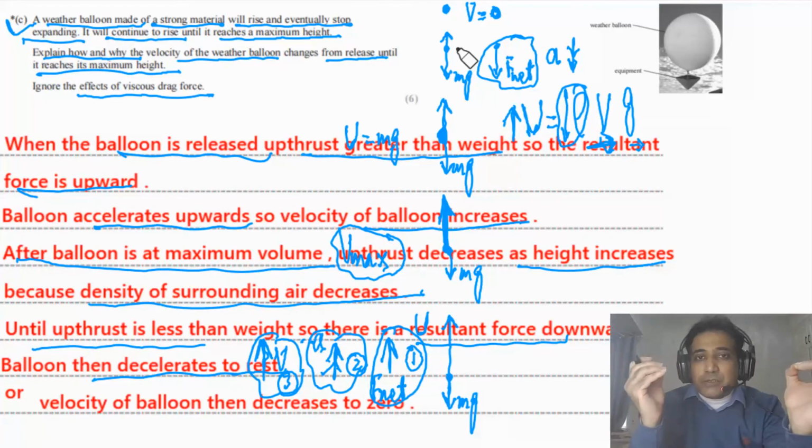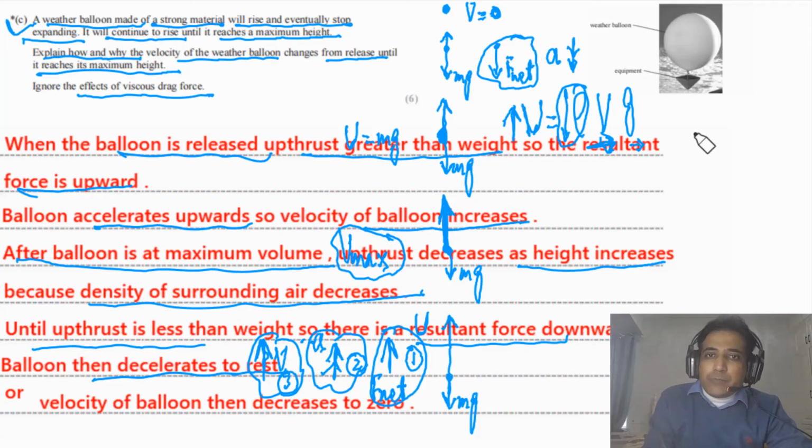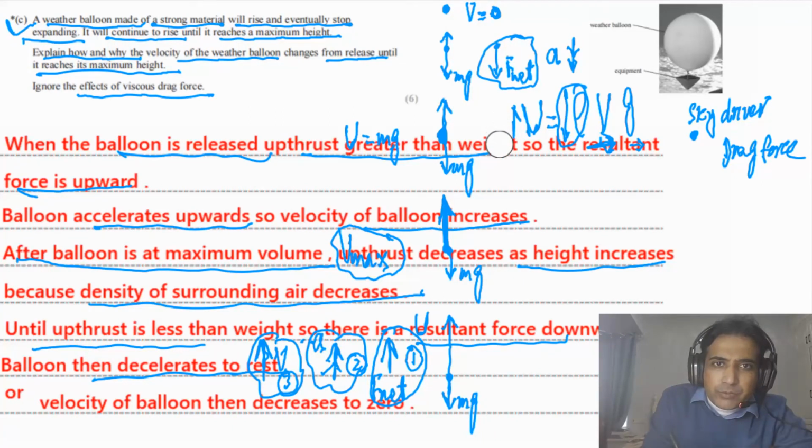A beautiful question, very nice question. And you can approach this in the same way. If a skydiver jumps from a plane, you can also explain the answer in a similar way. But when a skydiver jumps, we also talk about drag force. So here you need to understand upthrust decreases when density decreases. I have explained when density decreases, upthrust decreases, so this arrow has to be pointing in a downward direction.